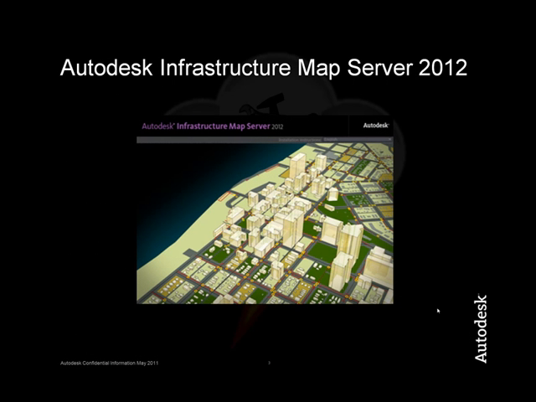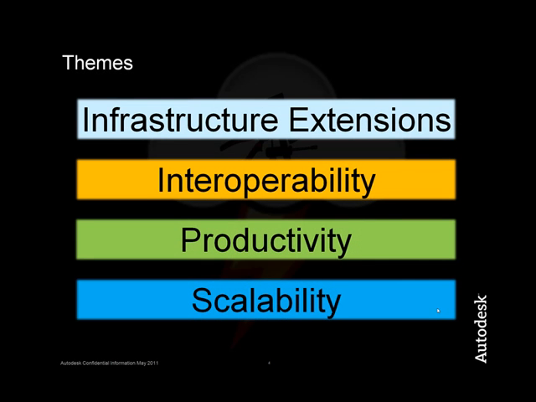In this session, we will introduce Autodesk Infrastructure Map Server. Autodesk Infrastructure Map Server software is web-based mapping software that helps AEC professionals publish and share CAD, GIS, and other infrastructure asset information quickly and cost-effectively via the internet. Here are the themes we are going to talk about today: infrastructure extensions, interoperability, productivity, and scalability.